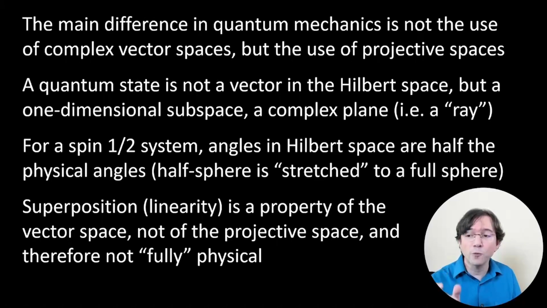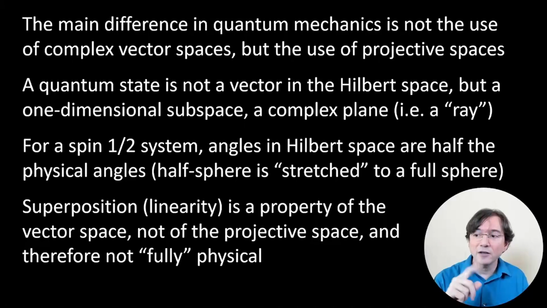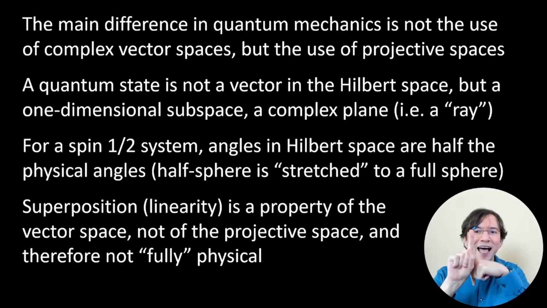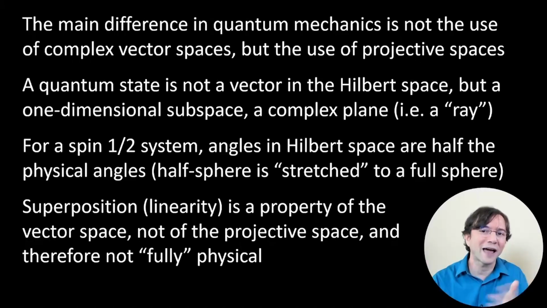And we saw that for spin one-half systems, angles in a Hilbert space are half the angles in the physical space, because the half sphere is stretched to a full sphere, so that 90 degrees becomes 180 degrees. And that's where all this notion of double cover and spin and so on comes in, and that's why 180 degrees differences in physical space become 90 degrees orthogonality in the vector space, right? So that's where you have this problem.